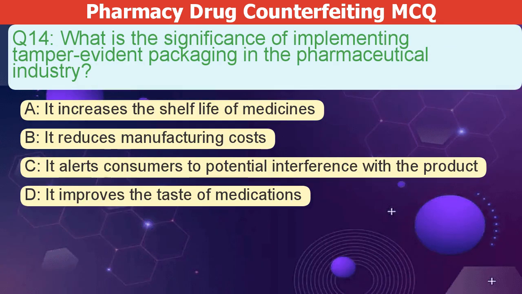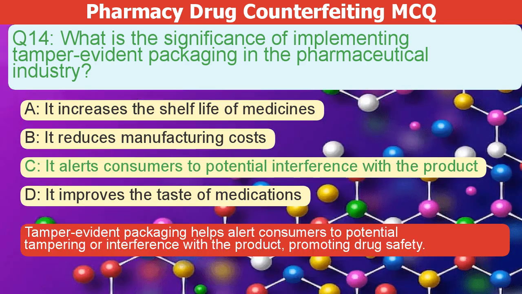What is the significance of implementing tamper-evident packaging in the pharmaceutical industry? A. It increases the shelf life of medicines. B. It reduces manufacturing costs. C. It alerts consumers to potential interference with the product. D. It improves the taste of medications.